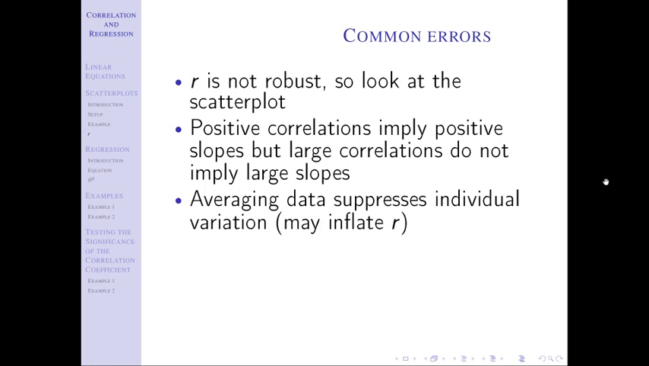Next one here: averaging data may suppress individual variation and inflate R. That's not necessarily a good thing or a bad thing. It's just something to make sure you're aware of, that anytime you're plotting aggregated data, whether it's sums or averages, because an average is just a sum divided by n, right? You're going to suppress individual variability, which can make R look higher. And if you are interested in that, that's fine. But if you're not, then make sure that's not the data that you collect. It's the idea of this.